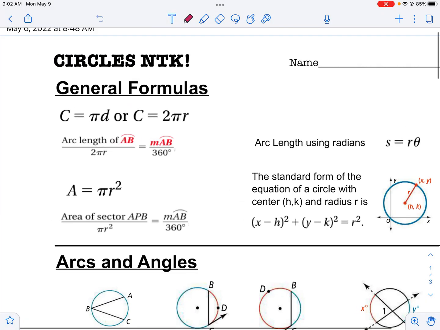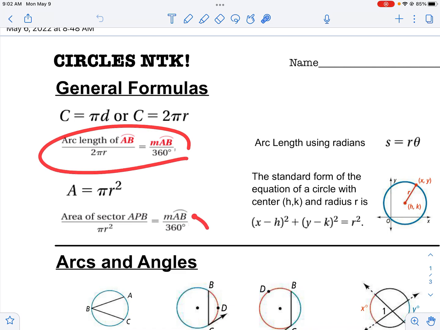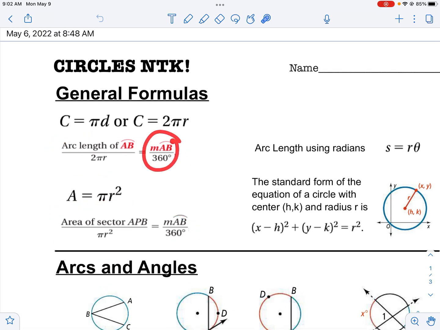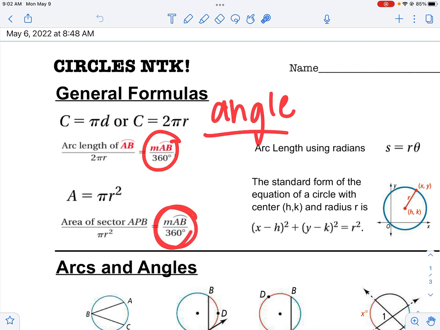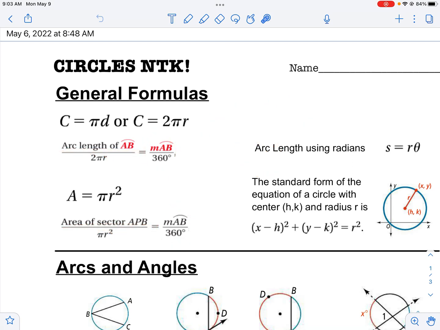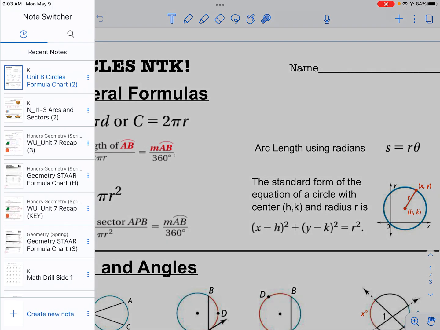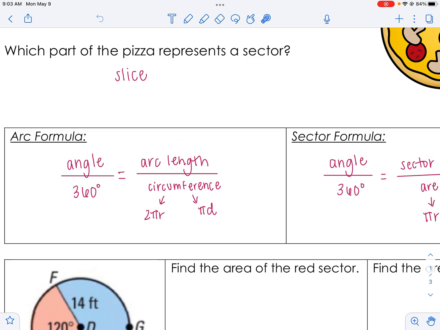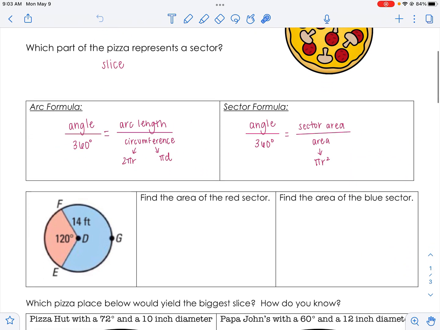And those formulas are on your formula chart. They just look a little bit different. They did the measure of the arc over 360 second. So I said angle over 360, they said the measure of the arc. Same thing, but I did that part first. And then they have arc length over circumference, and area of the sector over the area formula. I just kind of switched it around. But you're more than welcome to add these formulas to your formula chart if you prefer mine over the ones that are on there. So this is how these problems work.